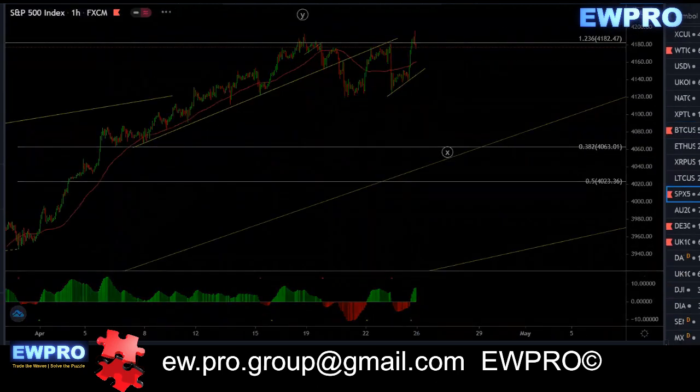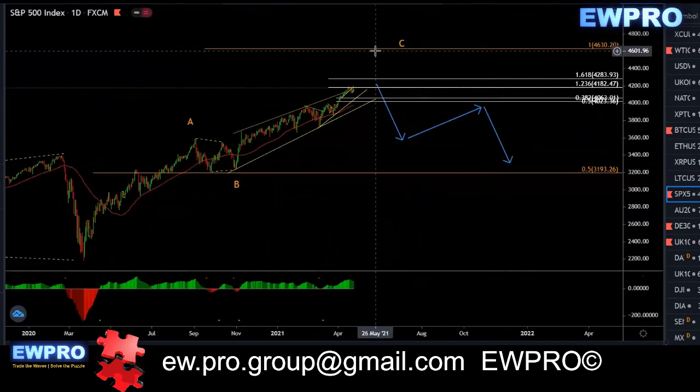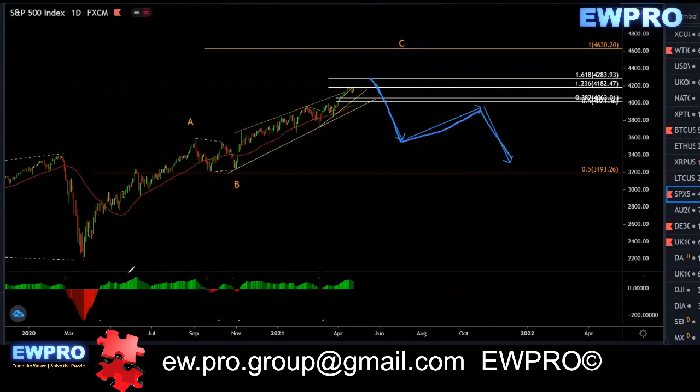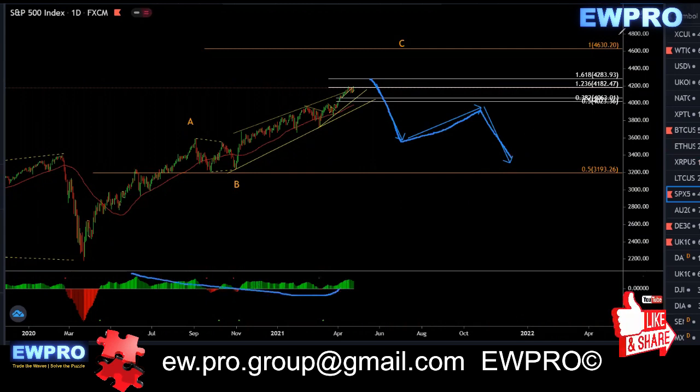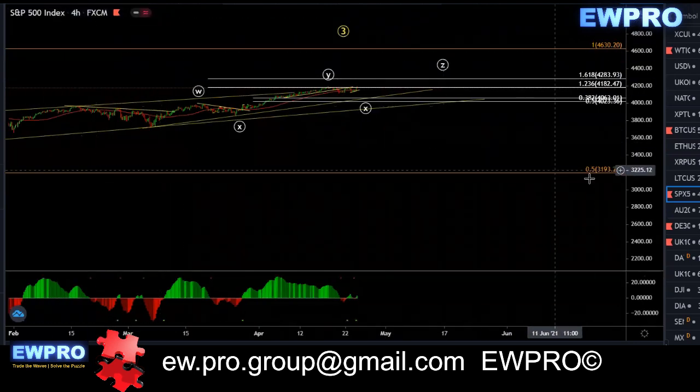SPX. So we're nowhere near that 100 fib yet. Eventually, I'm looking for this ABC. We're getting a lot of bearish divergence. So eventually we will get this ABC back to the 150 fib on the daily.